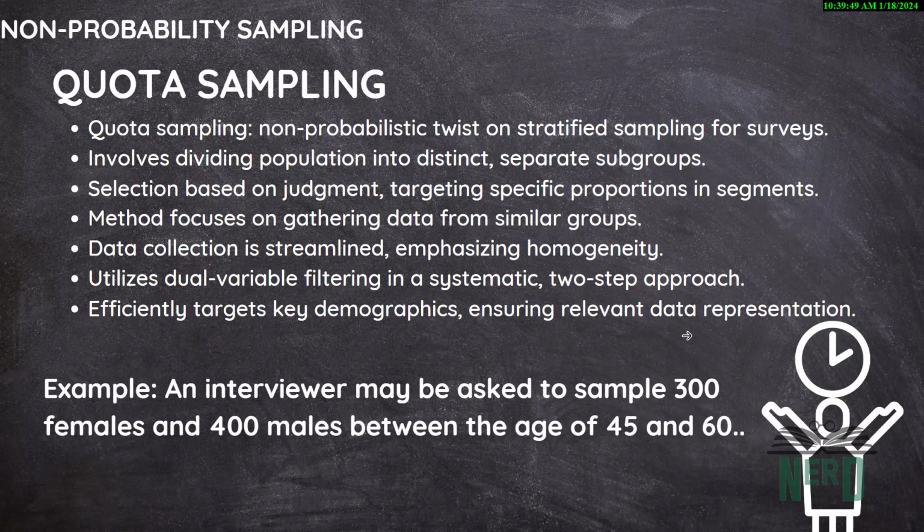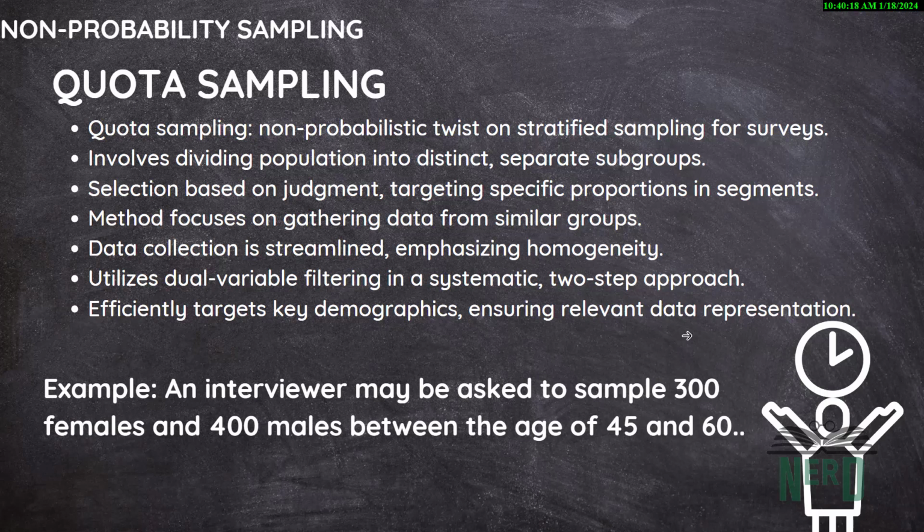Right, and in quota sampling, you are not just grabbing a random handful of salad. Instead, you're making sure you get a bit of everything: some lettuce, some tomatoes, cucumber, each representing different types of people in your town. For example, let's say you're told to find out what folks aged 45 to 60 think about a new park.